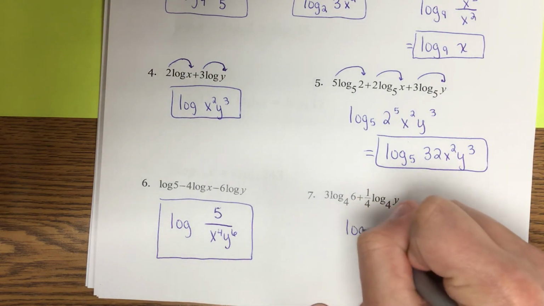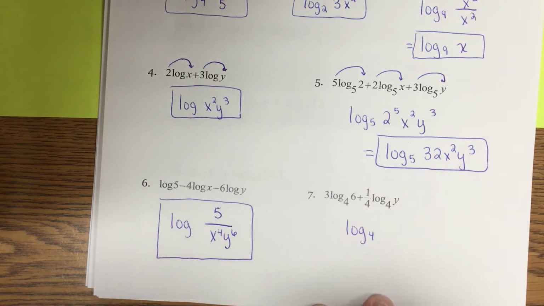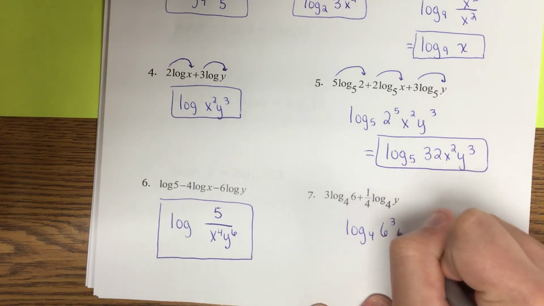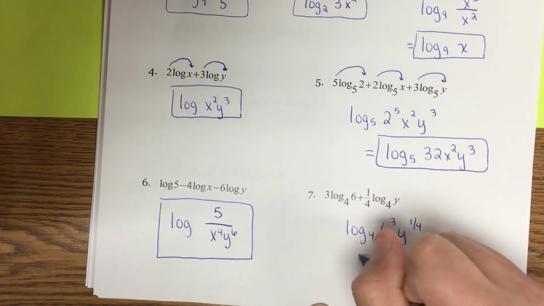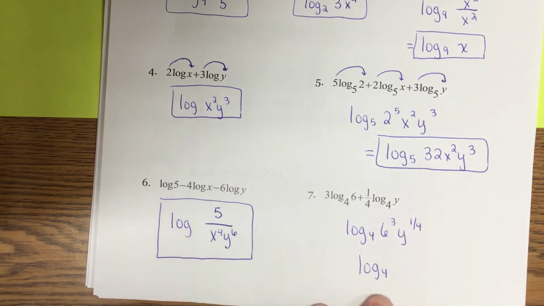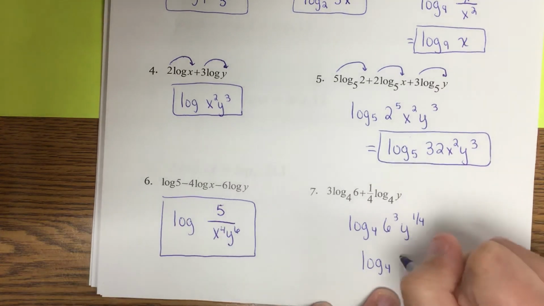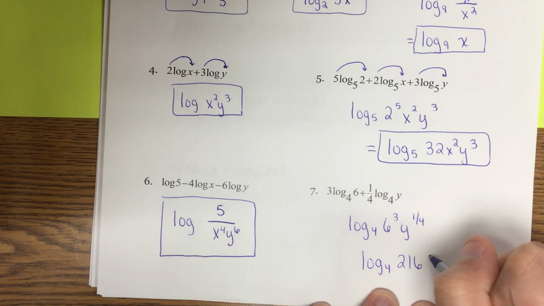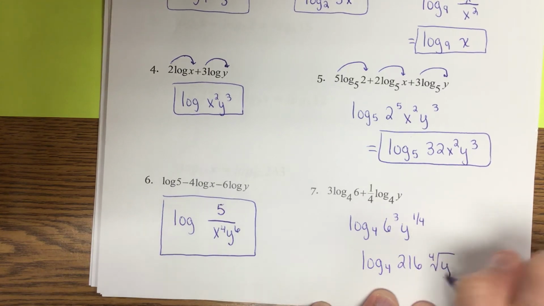Last but not least, number 7, log base 4. This should be 6 to the 3rd and then y to the 1/4, which I can change both of those. 6 to the 3rd is 216, and then y to the 1/4 is the 4th root of y.